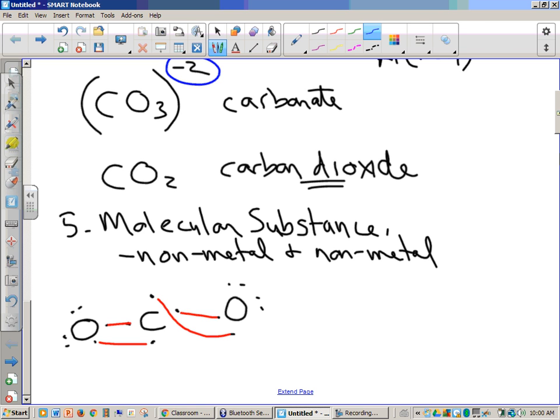And in the end, I can turn those red lines into the proper bonds. I have to put my lone pairs also on the O's. And that's a good old carbon dioxide. Doesn't have a charge, so we call it carbon dioxide. Okay? So that's how we draw them.